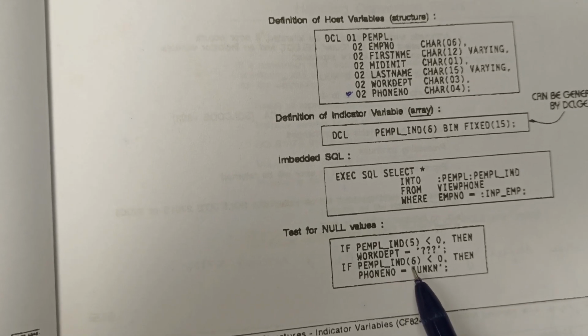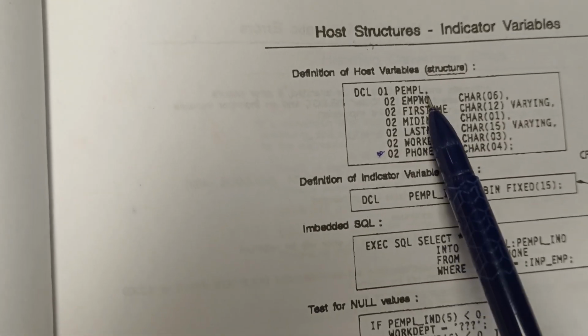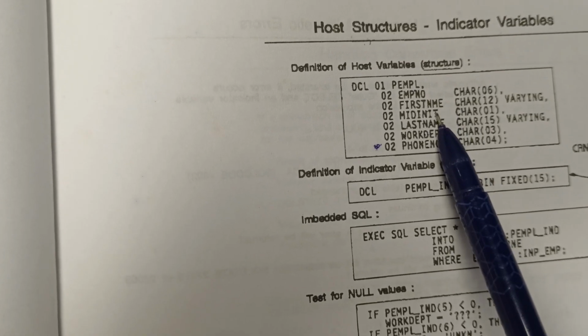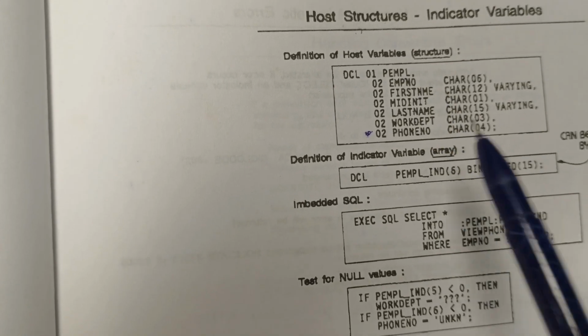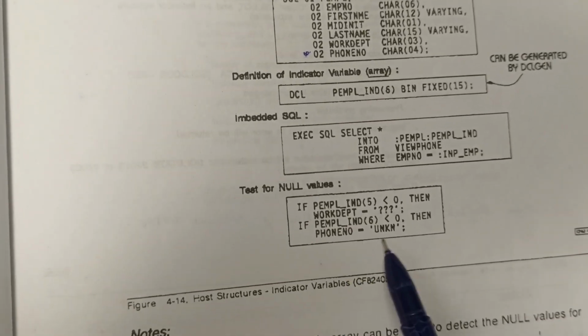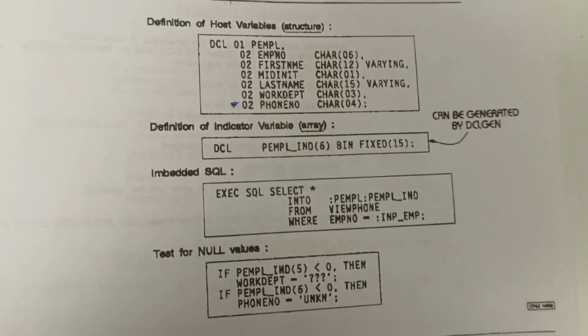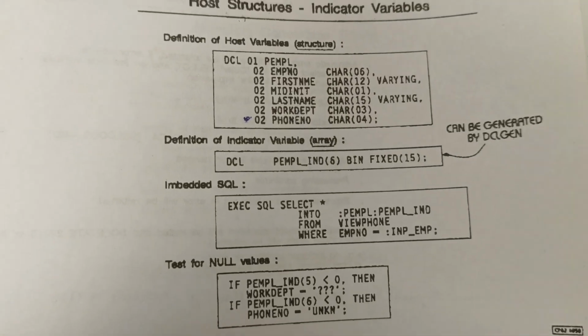Similarly, the phone number indicator field of the 6 array. What is the 6 array? Phone number. This is the sixth array: first array, second, third, fourth, fifth and sixth. So I am using the sixth array, and then it is called a phone number having unknown values. This is a sample syntax for the null indicator with an array.